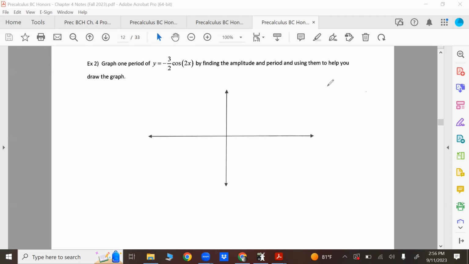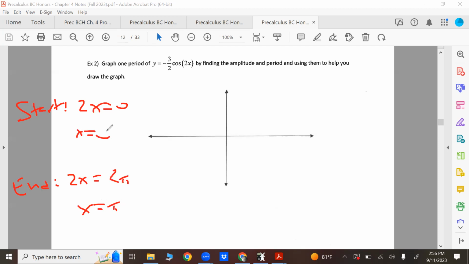Okay, this one here. Let's do this one next. So again, start and end. Start: 2x equals 0. End: 2x equals 2 pi. So x equals 0 and x equals pi. So I'm starting at 0 and ending at pi. Space it out nicely, and then partition 3 times. When you partition, this is pi over 4, this is pi over 2, and that's 3 pi over 4.